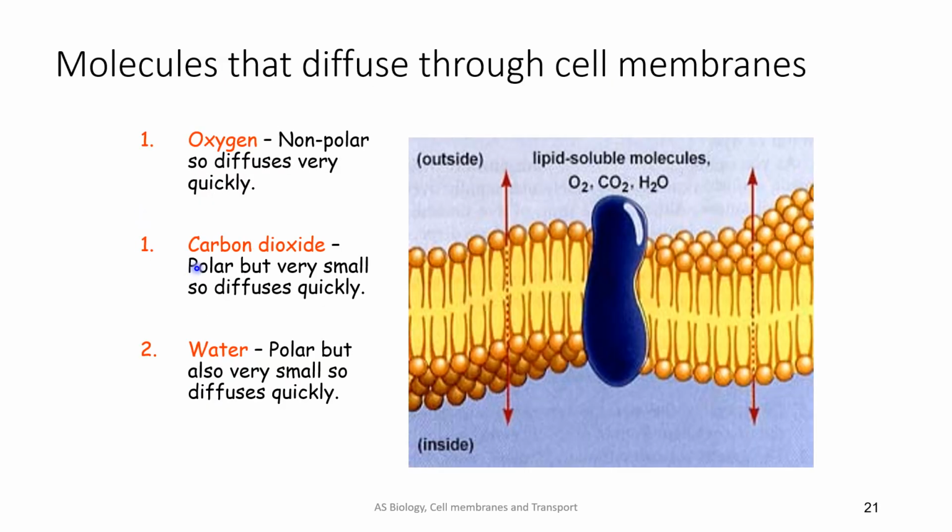So some examples of molecules that diffuse through the cell membrane are oxygen, carbon dioxide, and water. So these molecules are very, very small. They're all very small, and they can move through that membrane very quickly. They kind of slip in between those molecules, which is very useful for us, and it makes our bodies much more efficient.